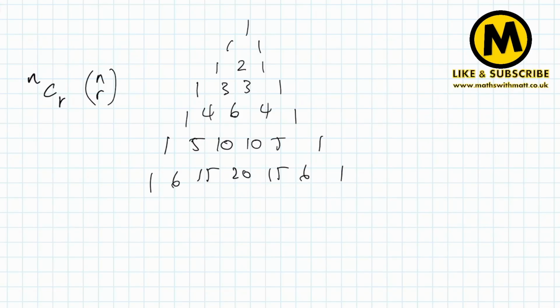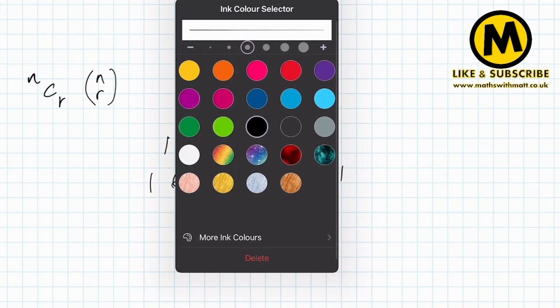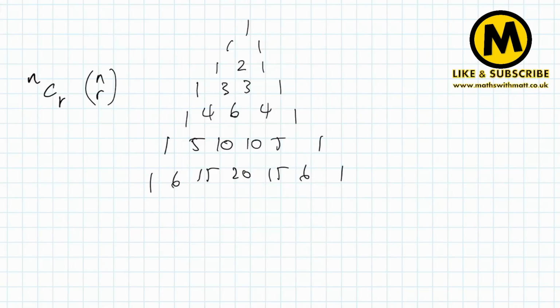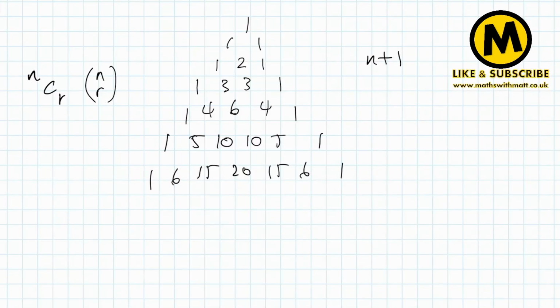It's best to think of this as a coefficient picker from Pascal's triangle. So nCr picks out the n plus 1 row and the r plus 1 entry from Pascal's triangle.